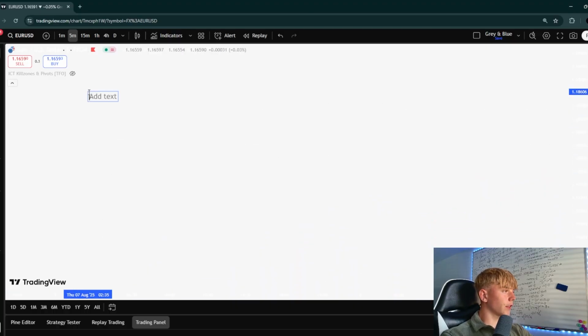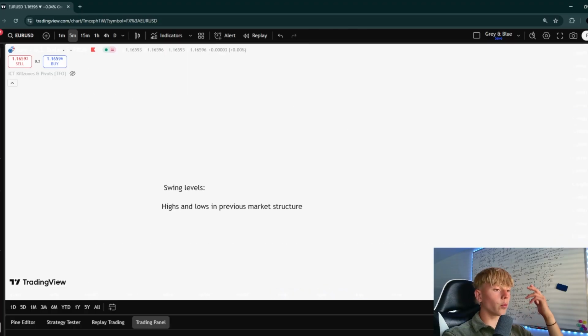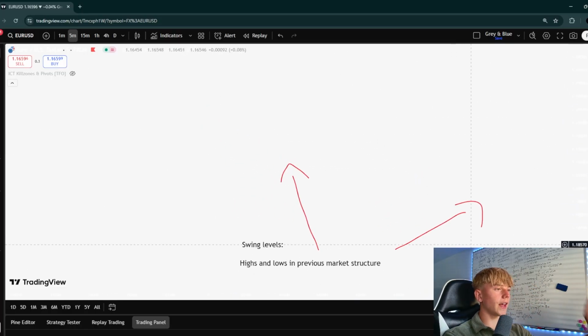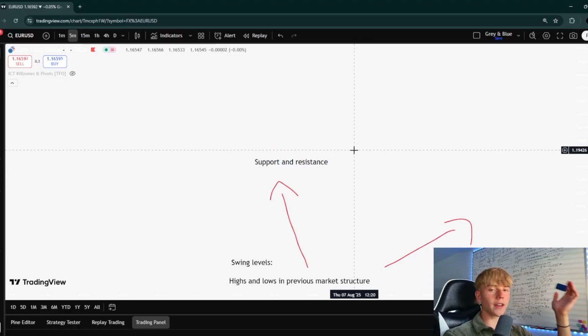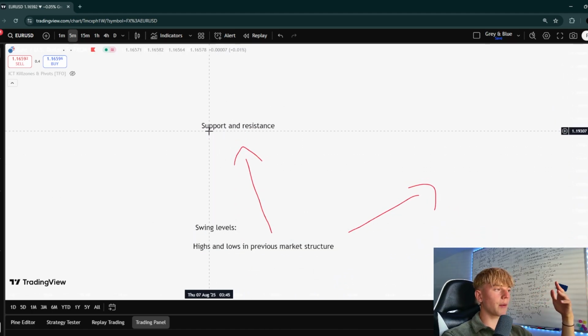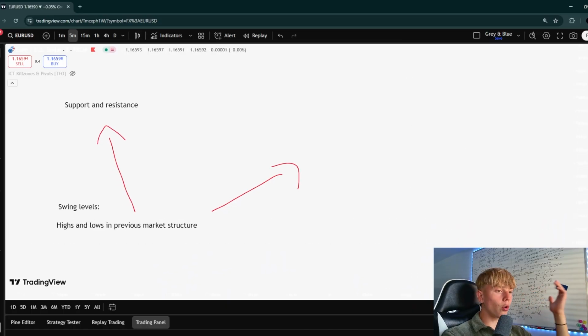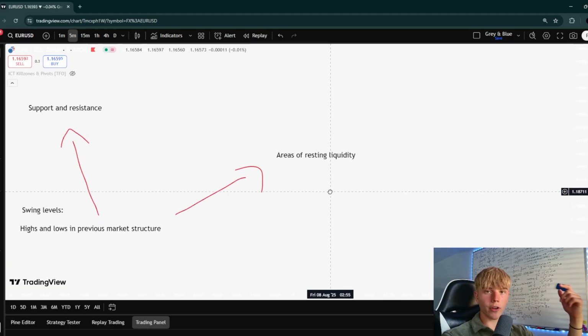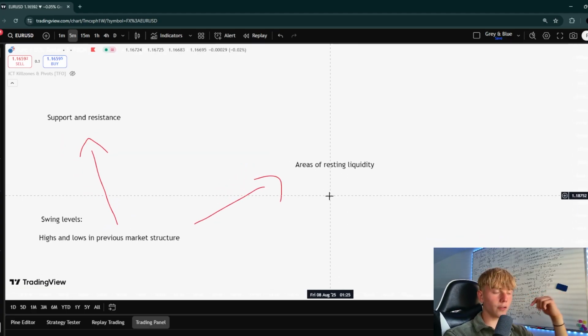Okay, now first things first, swing levels. What are swing levels? Swing levels are clearly just highs and lows in previous market structure. And they can indicate a few different things. First of all, they can indicate things like support and resistance, if that's what you like to trade. Now, this can also be supply and demand, whatever you call it. But swing levels can also represent areas of resting liquidity. And this is what I trade. I trade swing levels using areas of resting liquidity.